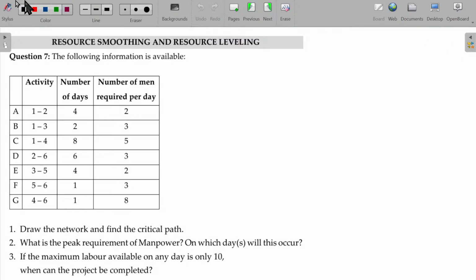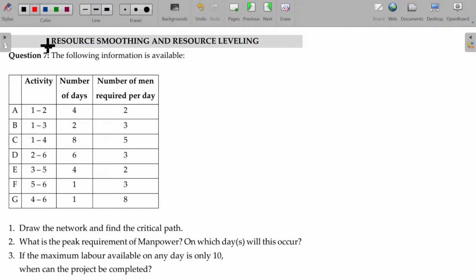So we'll start with resource smoothing or resource leveling, a bigger concept. The following information is available. Activities A, B, C, D, E, F, G have been given. You can draw the network diagram as well as the critical path. Here I'll draw A, B, C. All three activities start with the same node and end at nodes 2, 3, and 4.